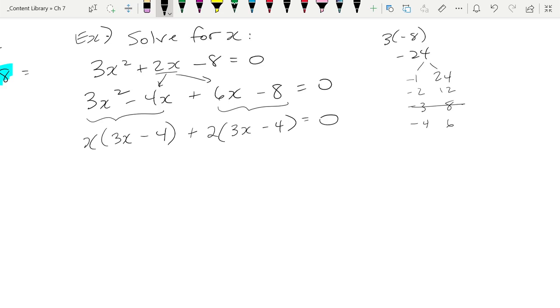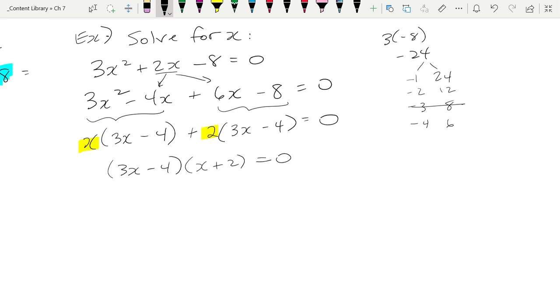Now, some people have a hard time with the last step. Some people just look at it and go, oh, well, this bracket stays a bracket, and then the other two things that are kind of like leftovers, they make the other bracket. That's true and that works.